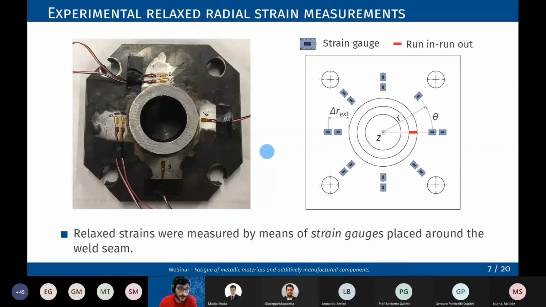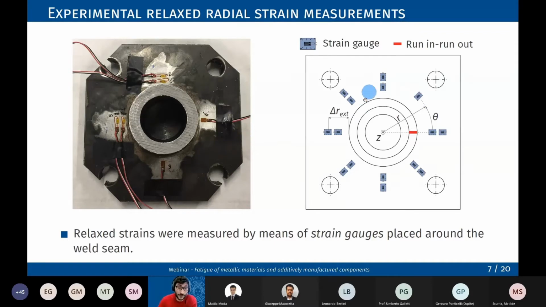Not residual stresses result, but strains result. In this case, they are relaxed strains. So how did we calculate these strains? We placed different strain gauges around the weld seam, close to the weld seam, because this is the most interesting area. It's the area where we can obtain the highest gradient in strains.